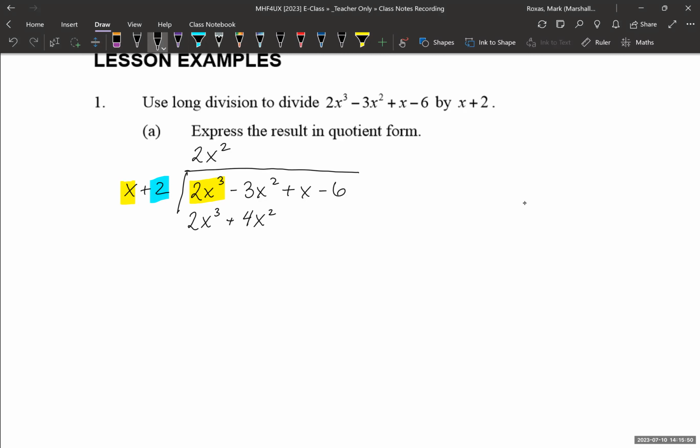Okay. So now I'm ready to sort of find what remains. Okay. So the idea is you're going to subtract these terms, right? So 2x cubed minus 2x cubed is 0, which is expected. Okay. And then minus 3x squared, take away 4x squared, it's going to be minus 7x squared. And then the rest of the terms carry down.